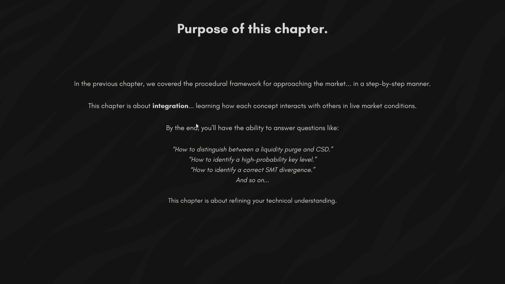Okay, and by the time you are done with this chapter, you should be able to answer questions like how to tell the difference between a regular liquidity purge and a proper CSD, how to identify a high probability key level, how to identify a correct SMT divergence or how to confirm it, and so on. Okay, along with this, we'll have many other things too, but you get the idea. That's the goal here. This chapter is basically about refining your technical understanding. Okay, now let's get into the chapter.